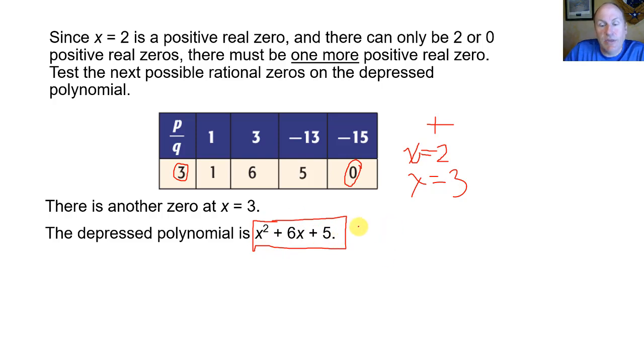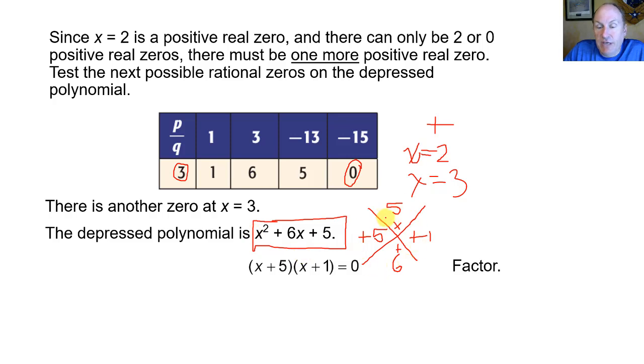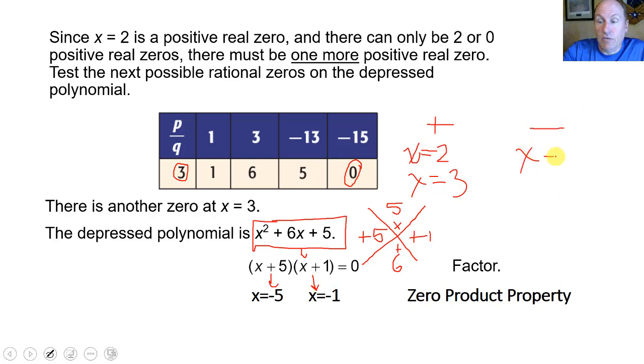We can use another technique that we've looked at before, factoring. So I'm looking for things that multiply to give me 5 and add to give me 6. Well, how about positive 5 and positive 1? They multiply to give 5, they add to give 6. So we factor this, finding that x plus 5 times x plus 1 is our solution to this polynomial to find the other two zeros. And of course that leads to using the zero product property: x equals negative 5 and x equals negative 1. Those are our two negative zeros.